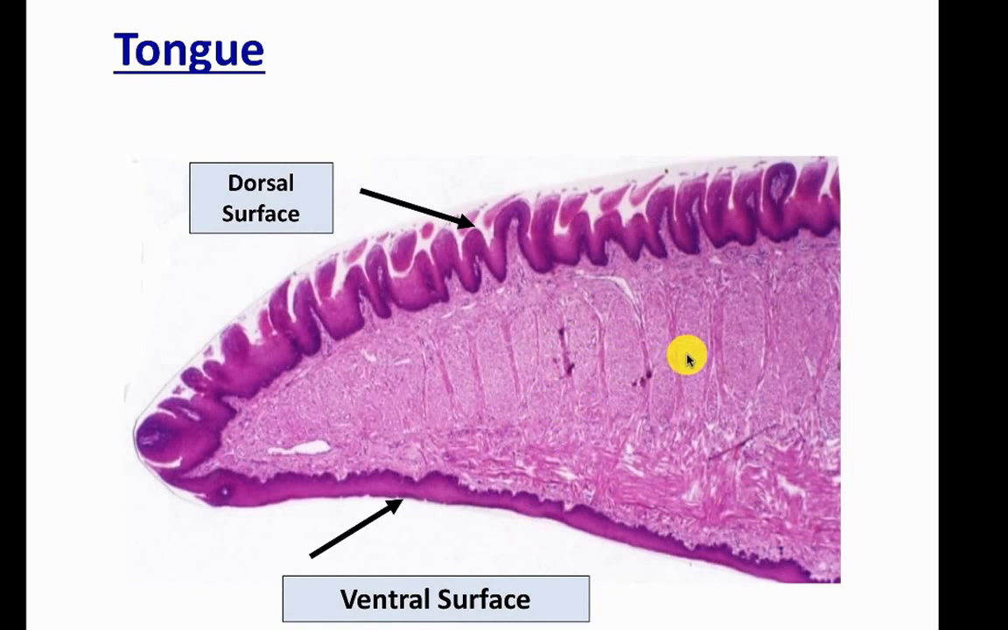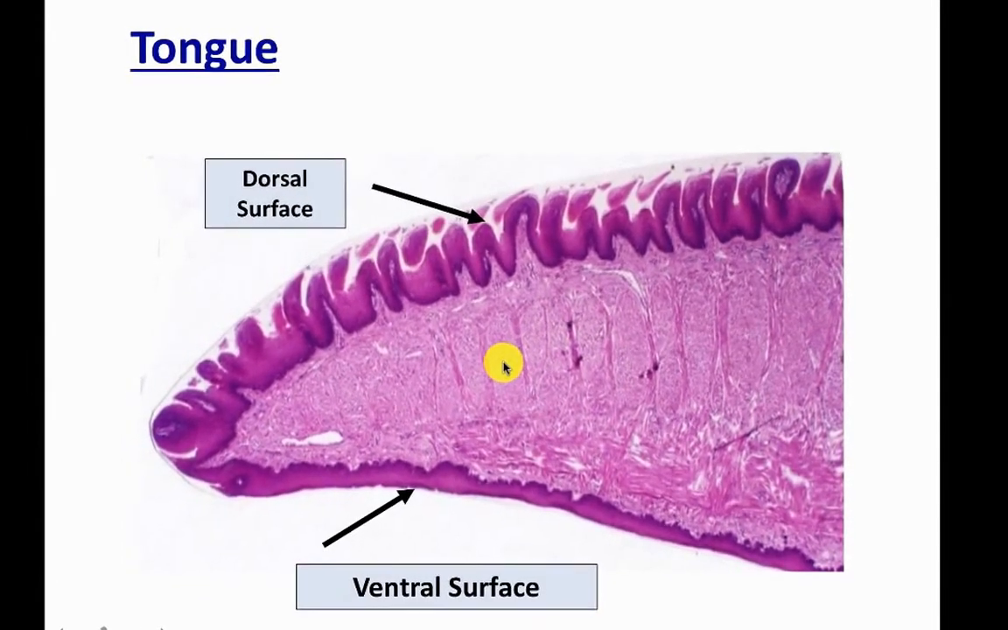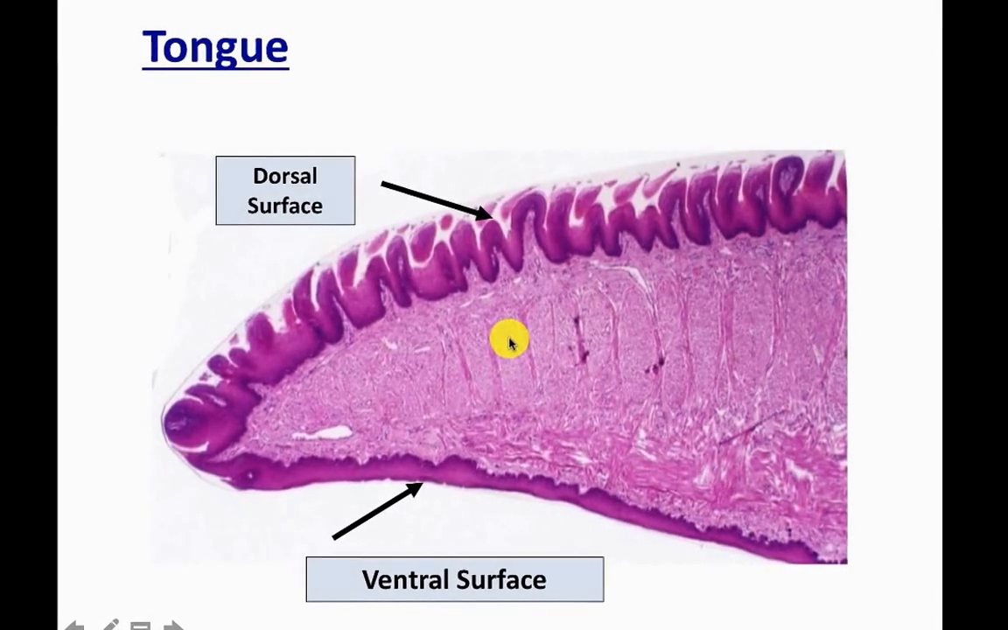In between these two layers we have the prominent muscle, which is skeletal, arranged in 3 directions. We have this vertical arrangement. We have those rounded, they are the transverse, and those passing in the longitudinal direction. These are the longitudinal, this is the vertical, and these are the transversely arranged. They appear as round circles.